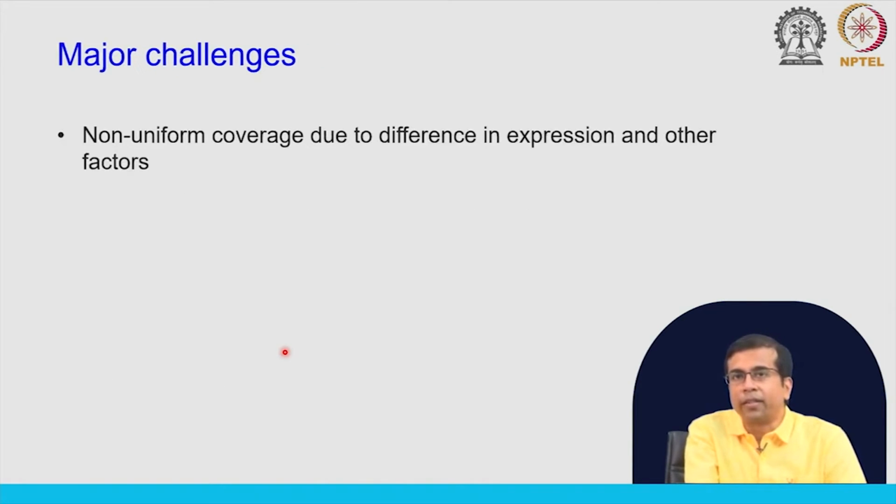So, what are the major challenges for transcriptome assembly? The first challenge is that there is non-uniform coverage due to differences in expression and other factors. This is a big difference compared to genome assembly. In the genome, you have just one copy of the genome, maybe some elements are repeated or present in multiple copies, but they are not hugely variant. It is usually not the case that one region is present in 1000 copies and another region is present in 5 copies.